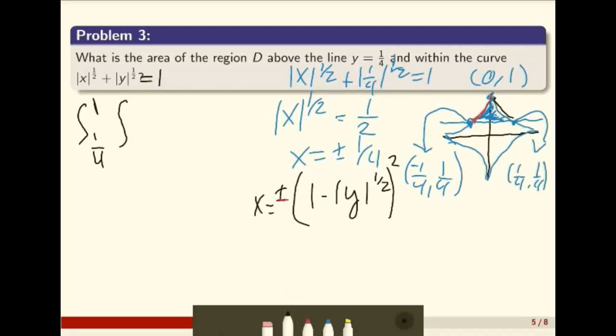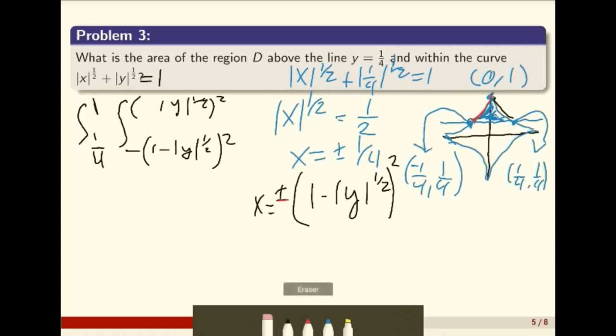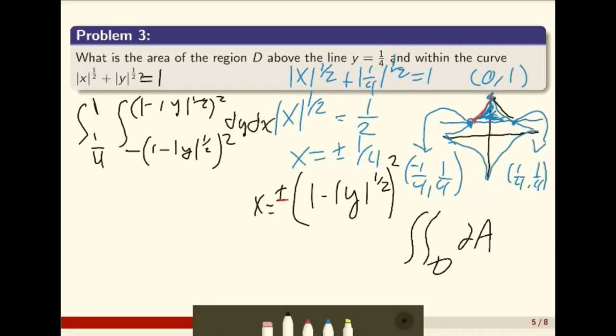So here we get what looks perhaps vaguely intimidating: the integral from minus (1 minus the absolute value of y to the 1/2) all squared, to positive (1 minus the absolute value of y to the 1/2) all squared. Since we're looking just for the area of the region, our integrand is just 1, and we're integrating the differential area across the region, dy dx.